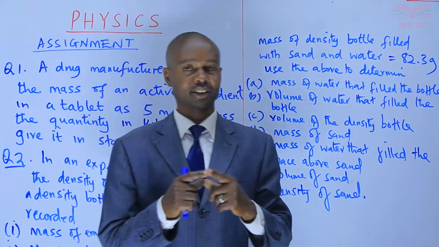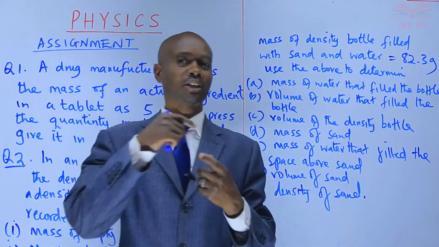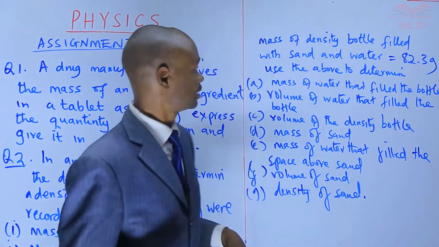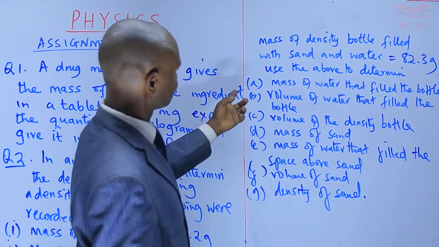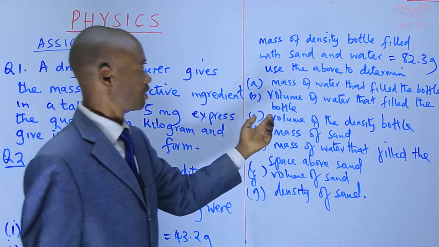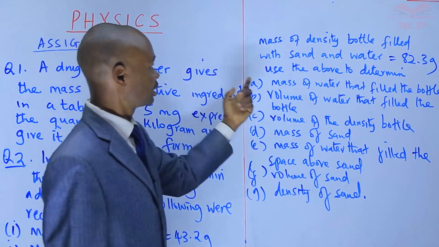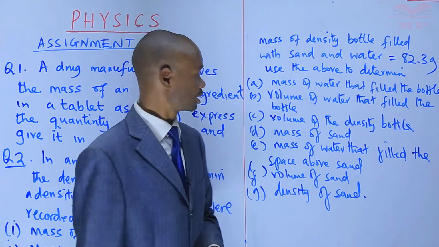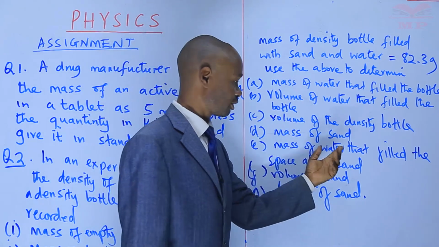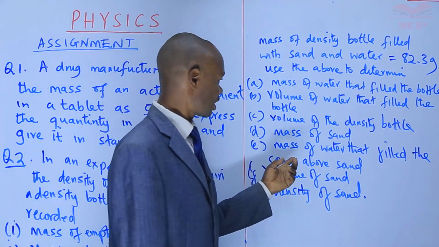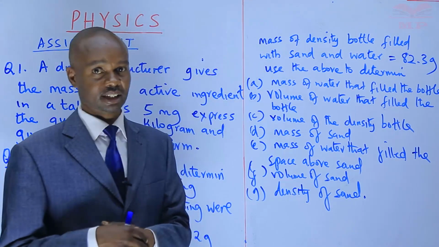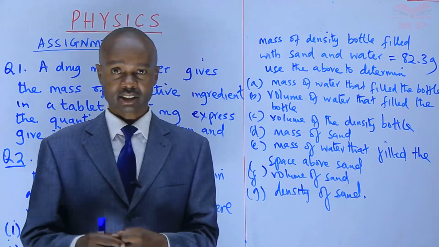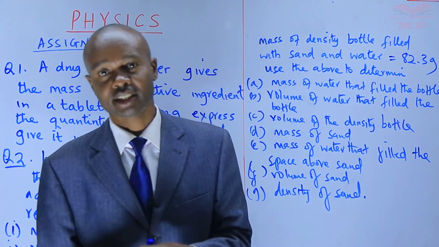Get it very clear. When it is filled with sand and water, water occupies only the spaces remaining above the sand. Use that information to determine the mass of the water that filled the bottle, the volume of the water that filled the bottle, the volume of the density bottle, the mass of sand, E, mass of water that filled the space above the sand, just what I've been explaining above, F, volume of the sand, and lastly, density of the sand.